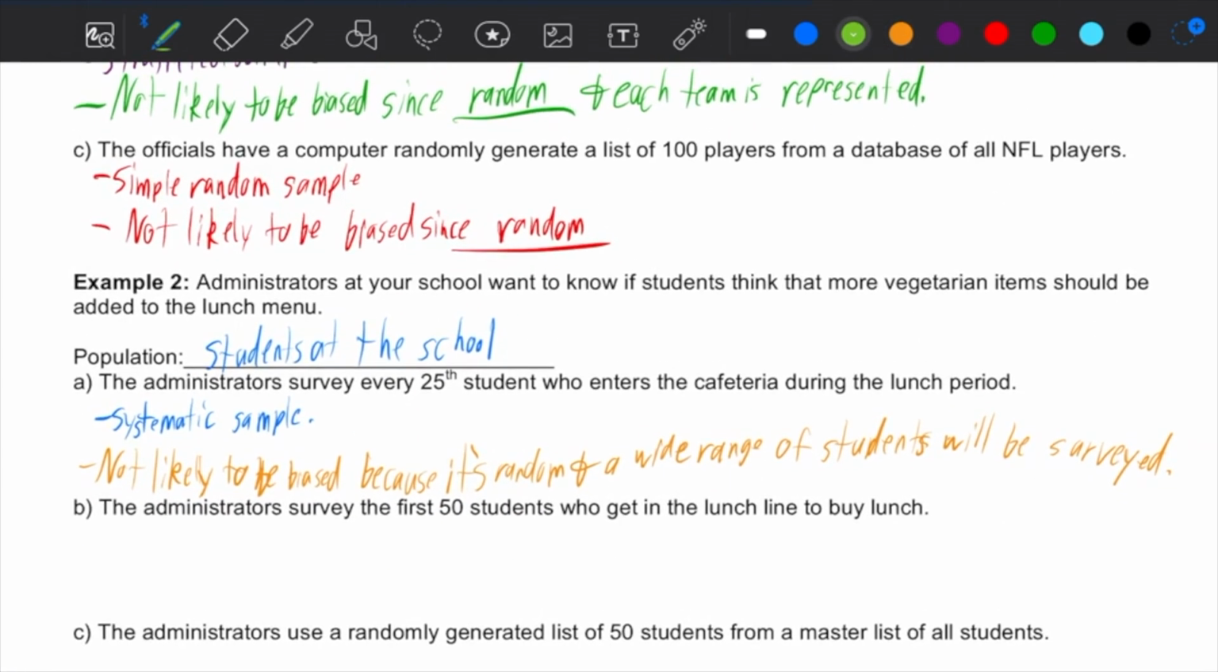Now let's say the administrators survey the first 50 people who get in the lunch line to buy lunch. So this is what we would call a convenience sample. So the only reason they're picked is because they were there. Now, it's not guaranteed, but this definitely has more of a potential to be biased, so I would say it's likely to be biased even.